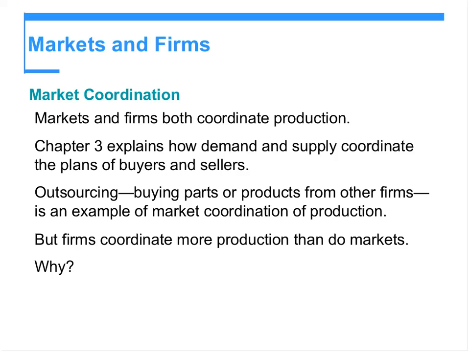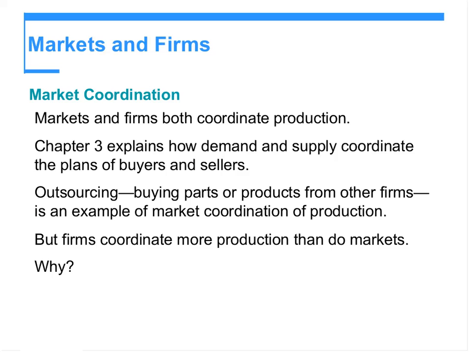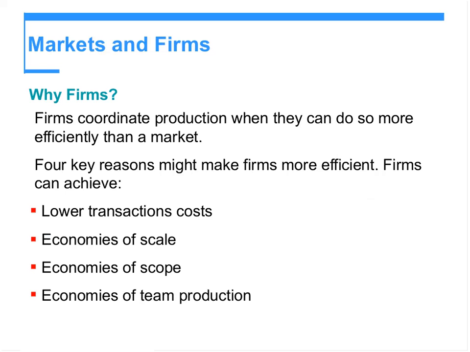Outsourcing, buying parts or products from other firms, is an example of market coordination of production. But firms coordinate more production than the market does. Why? The simple reason is that firms coordinate production when they can do so more efficiently than a market.